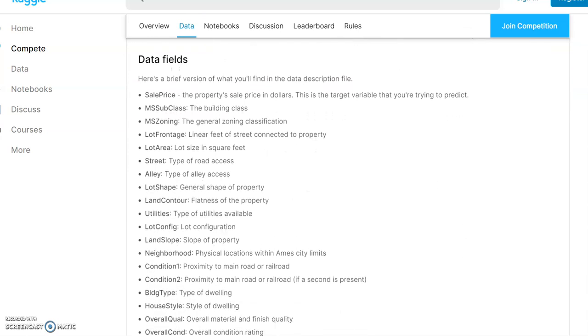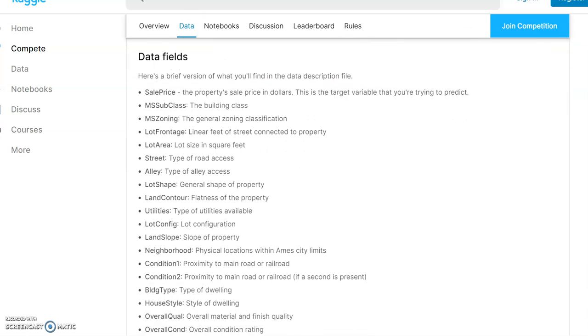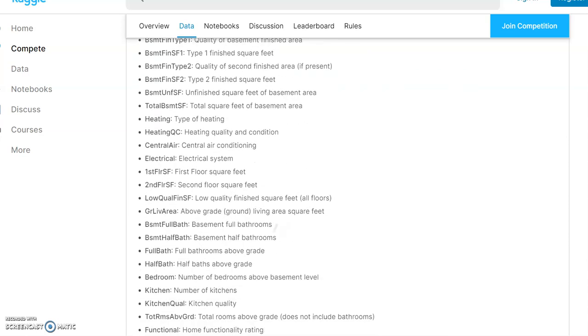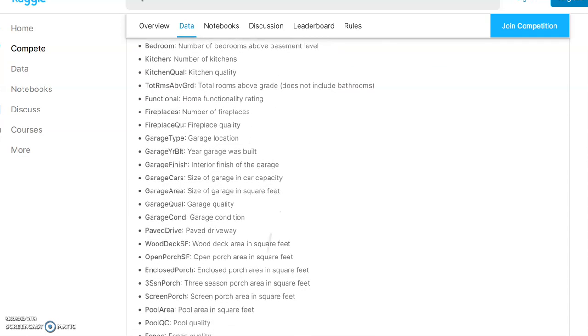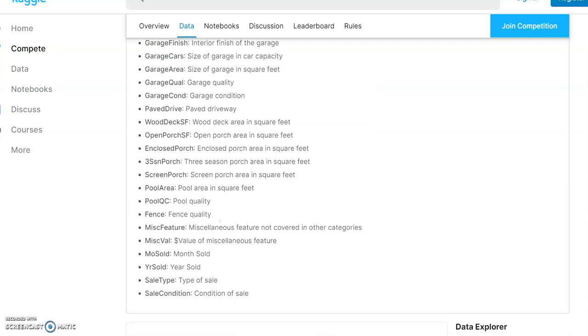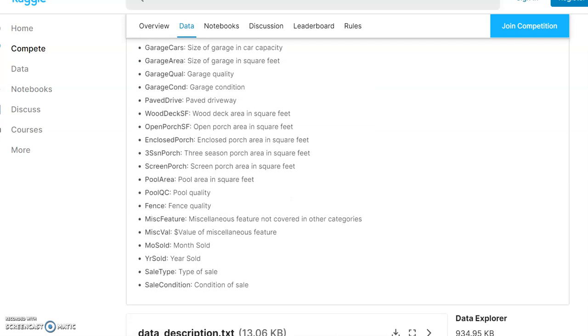For each house that has been sold, we have a lot of indications. We have its sell price. You see the building class, the zoning classification, the linear feet of the street connected to the property, the lot size in square feet, etc. So we've got, I guess, something like 60 different kinds of data for each house: number, size of the garage, is there a paved driveway, do we have a pool, do we have a nice pool, etc.